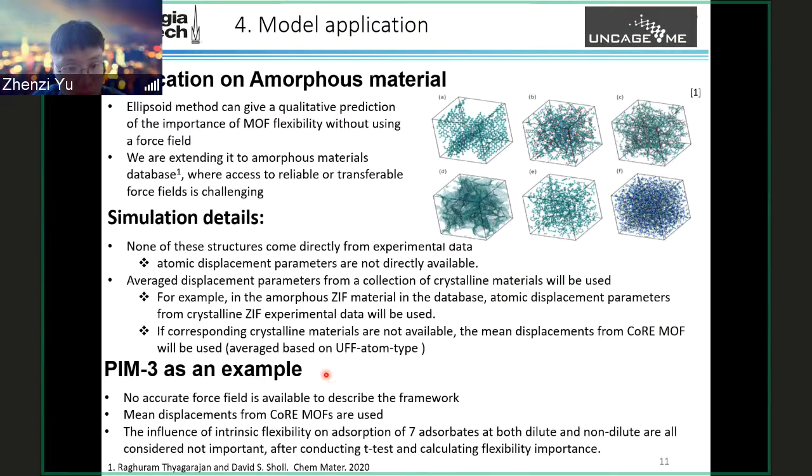Here we picked PIP3 as the example, because no accurate force field is available to describe the framework. So we use the mean displacement from CoRE MOF database. And in this case, the influence of intrinsic flexibility on the absorption of C8 isomers in both dilute and non-dilute cases is not important, but still this is a good illustration of our model application on amorphous material.